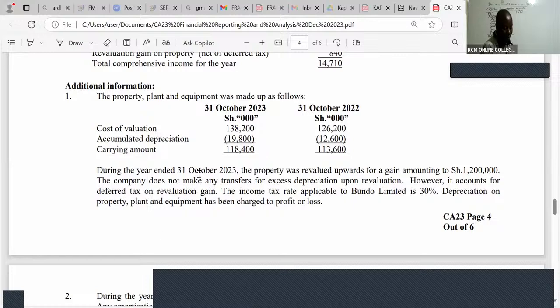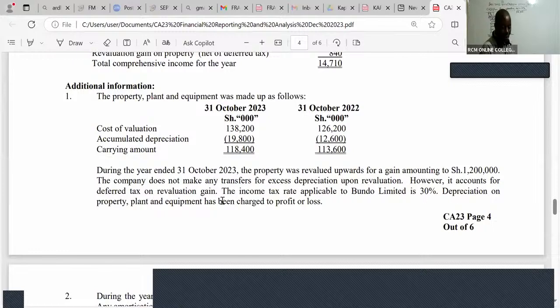Let me just read further here. I'm told during the year ended 31st October 2023, the property was revalued upwards for a gain amounting to 1,200. I'm cutting 3 zeros because you can see they're cutting 3 zeros as well. The company does not make any transfers for excess depreciation upon revaluation. However, it accounts for deferred tax on revaluation gain. The income tax applicable to Bundo Limited is 30%.